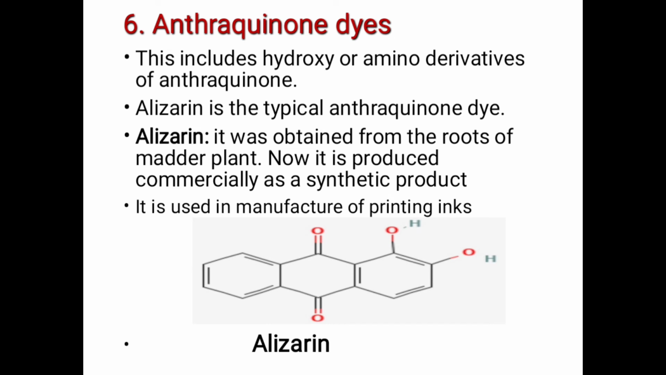Anthraquinone dyes. These include hydroxy or amino derivatives of anthraquinone. Alizarin is the typical anthraquinone dye. It was obtained from the roots of the madder plant. Now it is produced commercially as a synthetic product. It is used in the manufacture of printing inks.